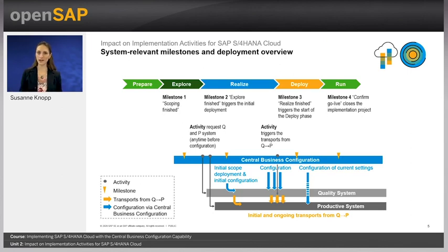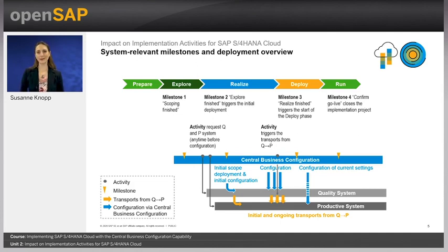Within the deploy phase, you do configurations which have to be done directly in the productive system. You do those configurations via central business configuration, and typically they are not transported from the quality system to the productive system because they really have to be done directly in the productive system. Once you're done with all your deploy phase activities, you set the milestone confirm go live, which ends your implementation project.